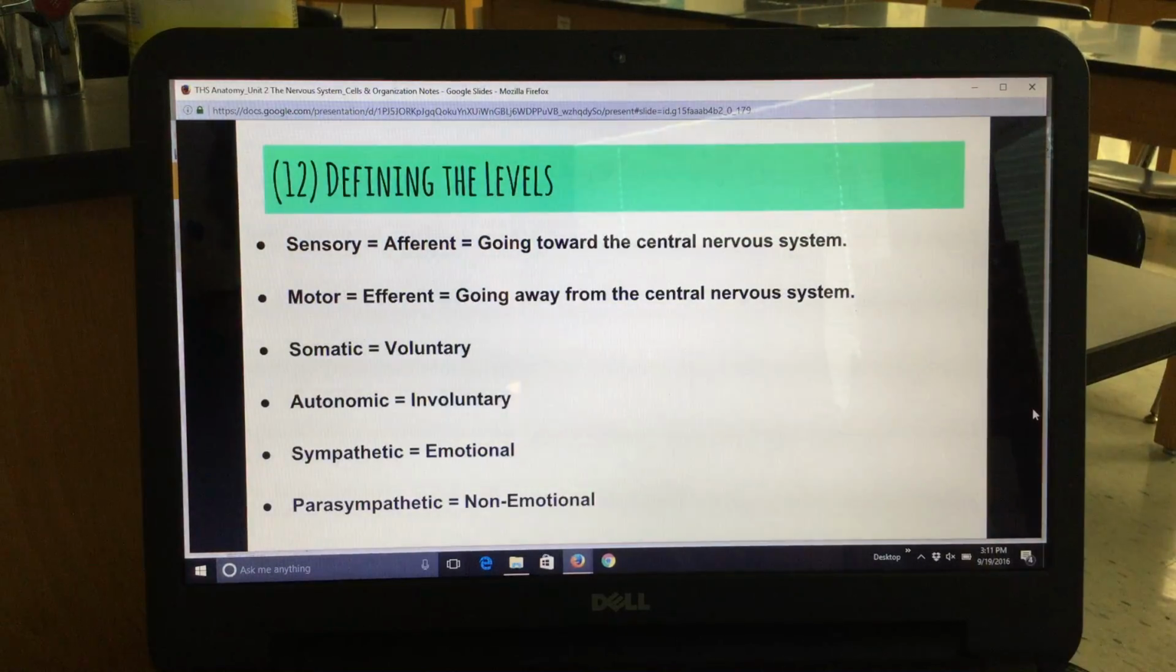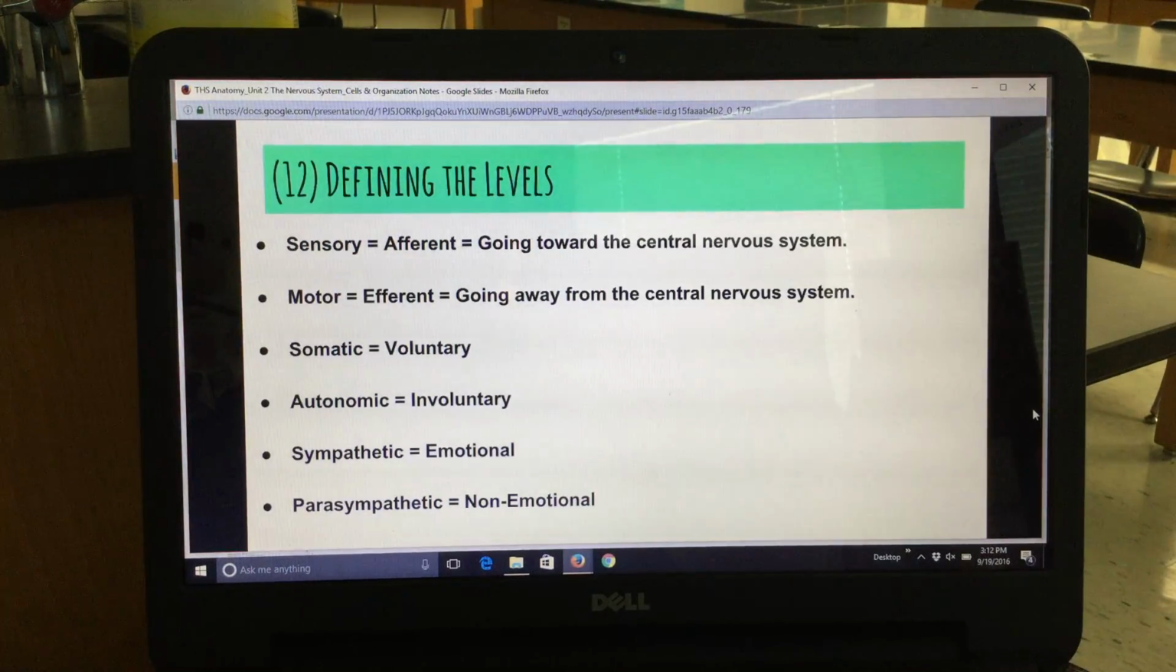Let's take a minute to break down what all these words and these levels mean. So we've used now several times sensory and afferent. They are interchangeable, and it refers to any sort of stimulus message going toward the central nervous system. We've also used the word motor or efferent, and that just refers to any sort of response message being sent away from the central nervous system to some organ.